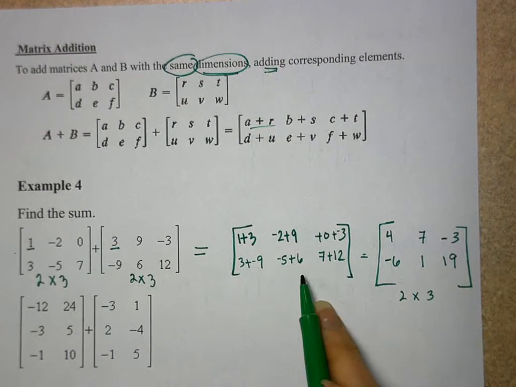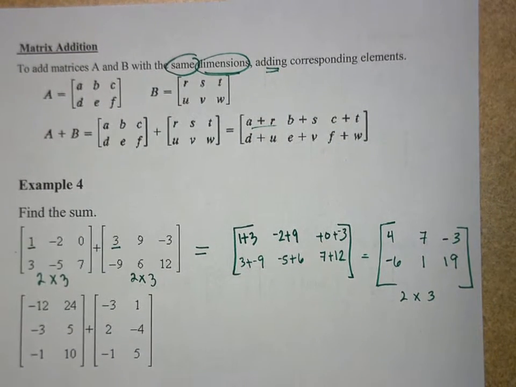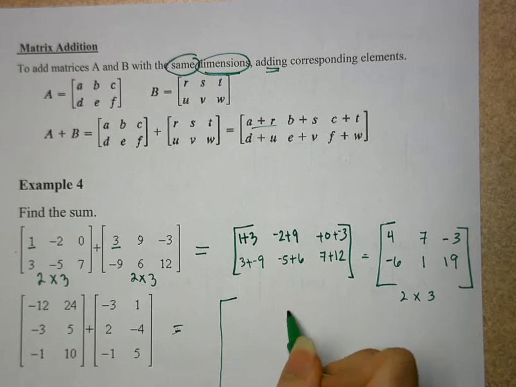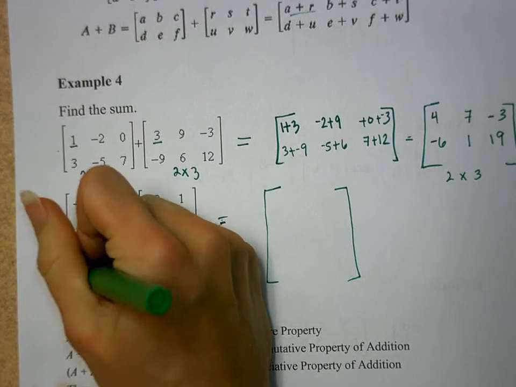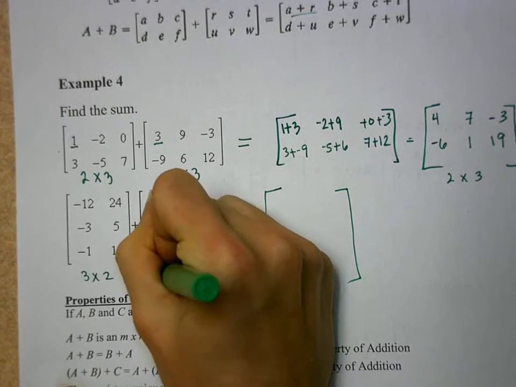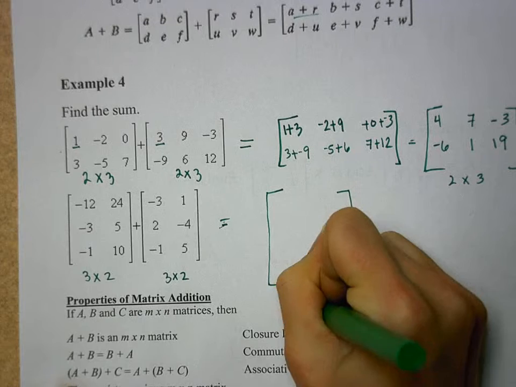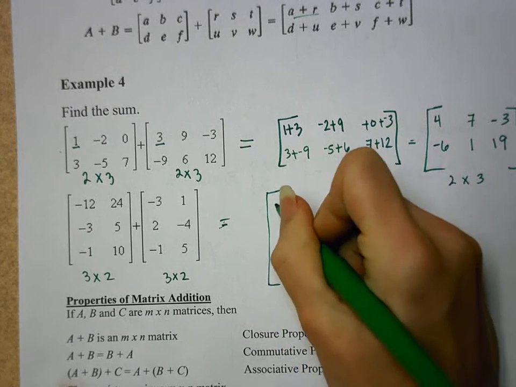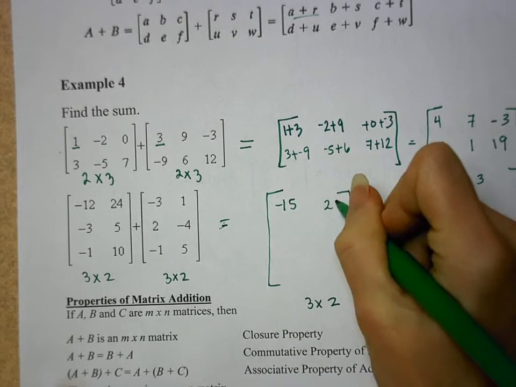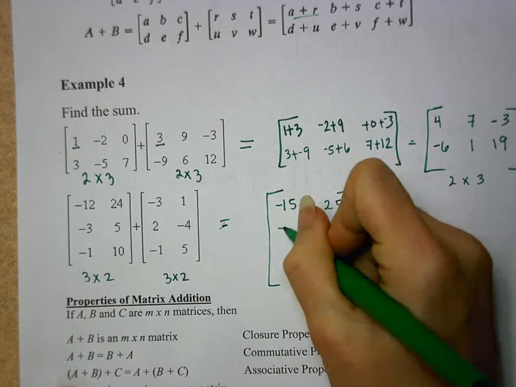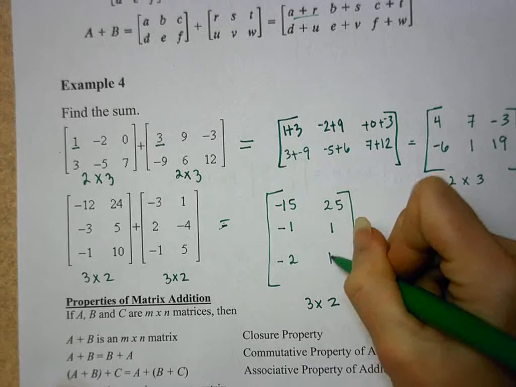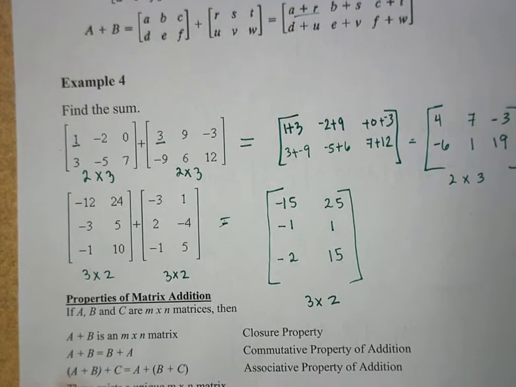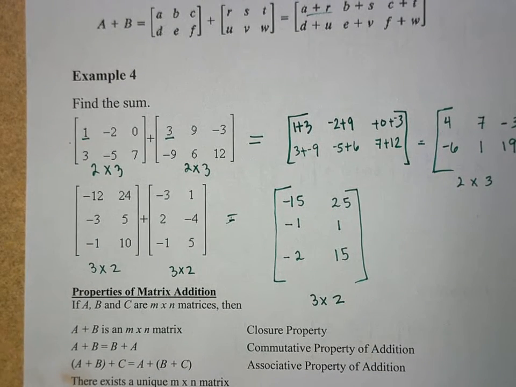Okay, you don't have to show this middle step. I was just showing you which elements we're adding together. Go ahead and do that for the next matrix and check it up here at the screen. Okay, go ahead and check your sums and see if they match.